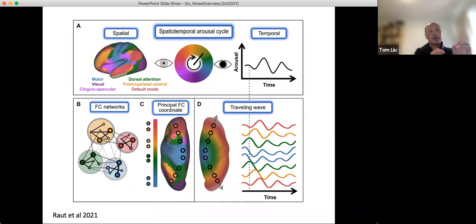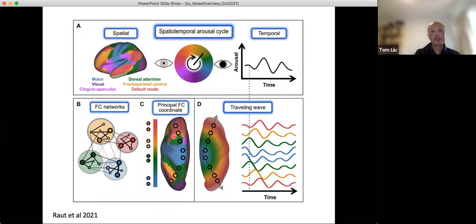And so the traditional picture is that you have these different networks and they're talking to each other and they're segregated by function. What they're arguing is that a lot of that data, especially if you don't take out global signal effects, may be just due to this. There's still organization, but the organization must be viewed within the context of these traveling waves moving across different functional areas. So that was a finding that was published this year.